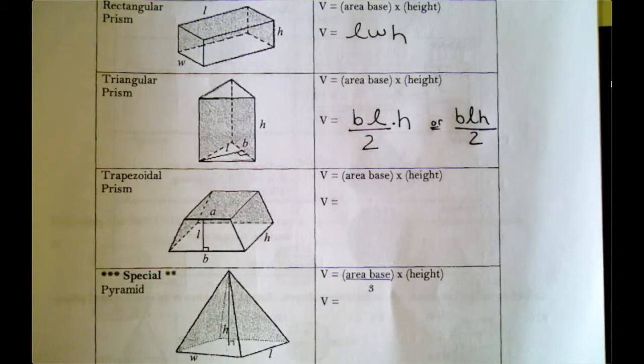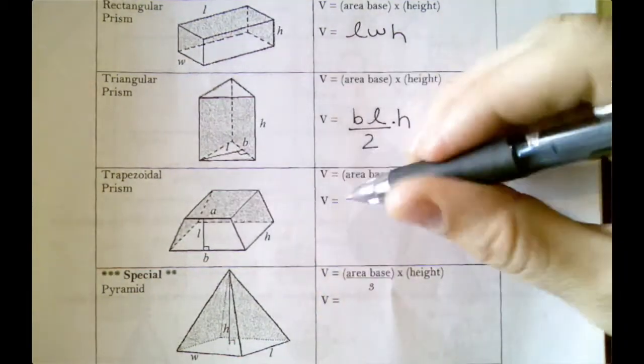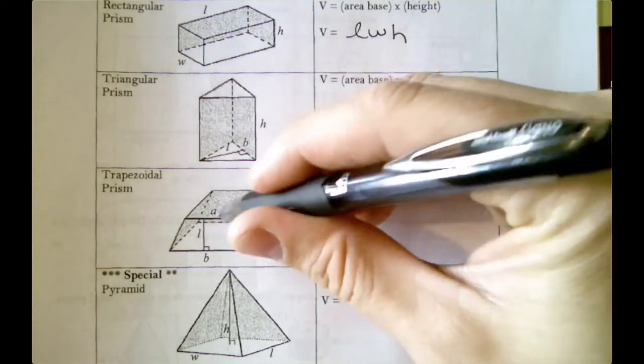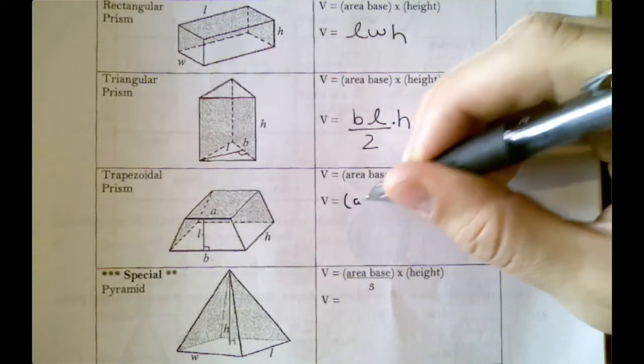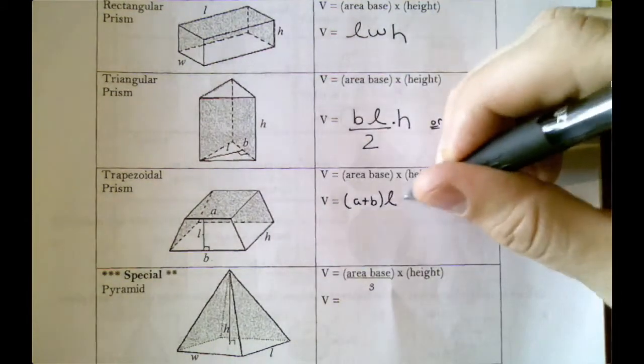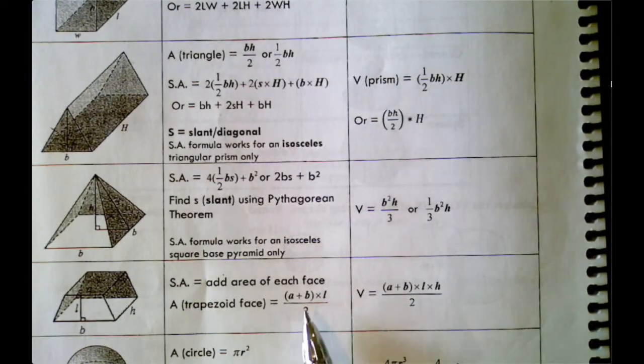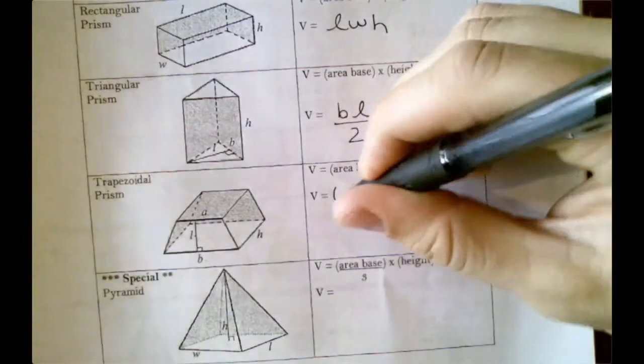Trapezoidal prism. If we want to find the volume of a trapezoidal prism, we need to find the area of the trapezoid first. To find the area of a trapezoid, you might have to check your formula sheet, which I just did. The area of a trapezoid is A plus B times L. So we've got A plus B times L. And then we're going to multiply by height. And if we want, we can go check on our formula sheet. And we've got A plus B times L times H divided by 2. Oh, I forgot to divide by 2 for the trapezoid. So we'll go add that to our equation. Divided by 2.